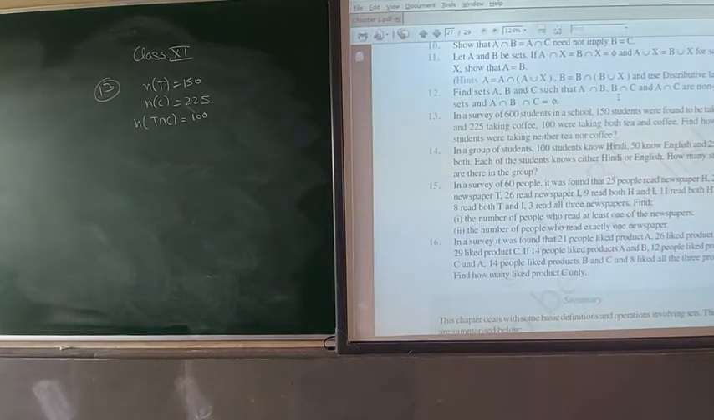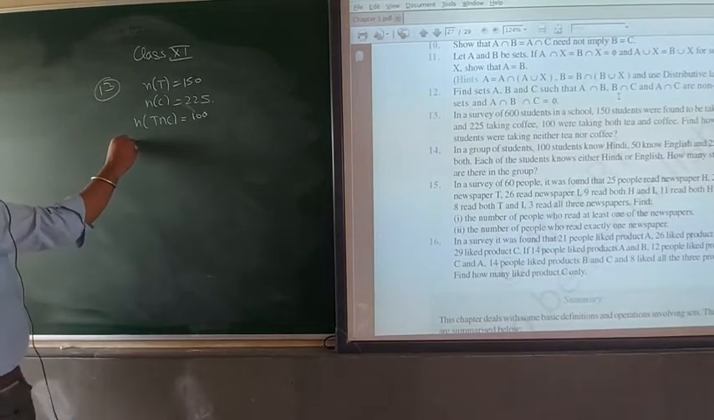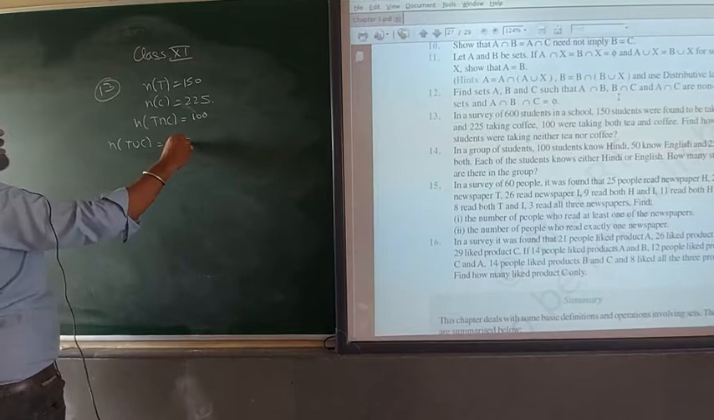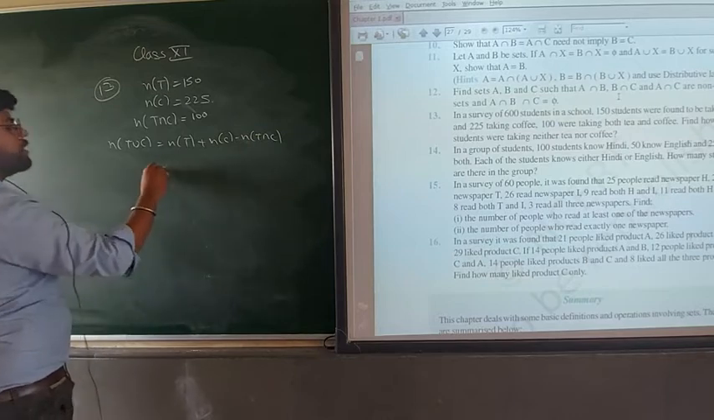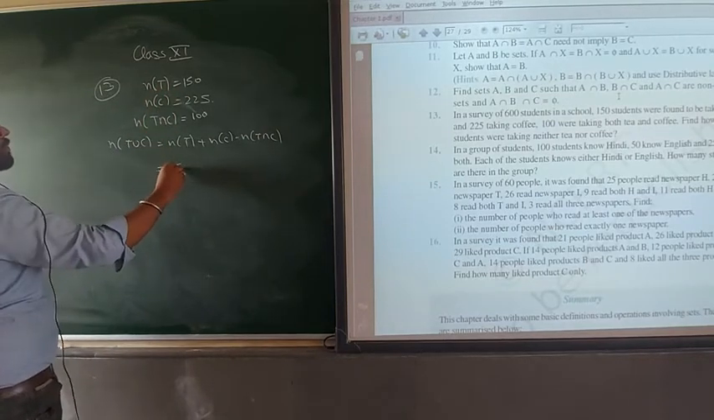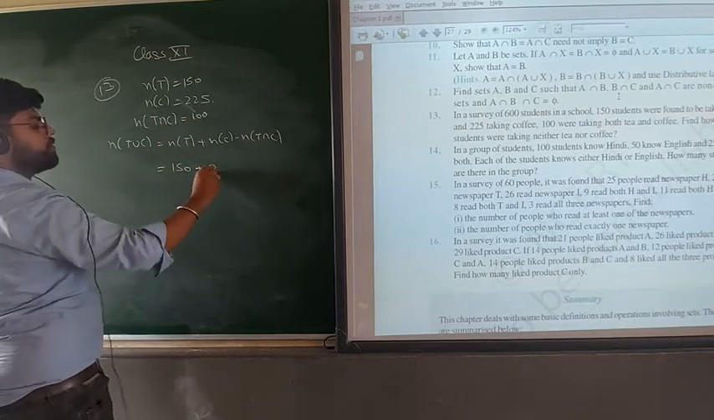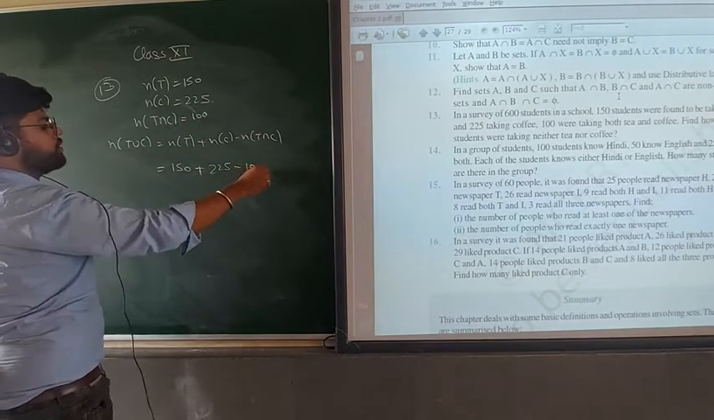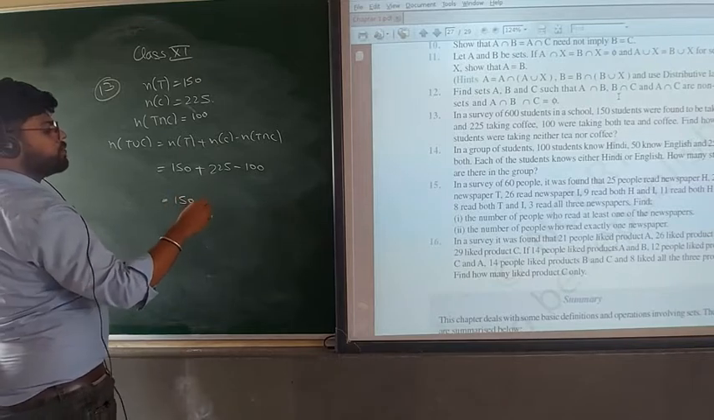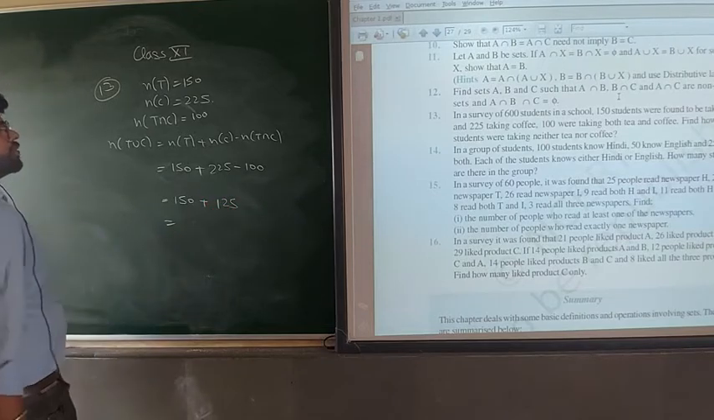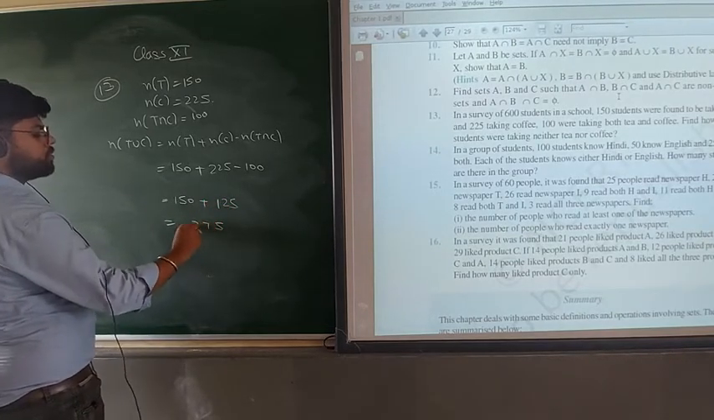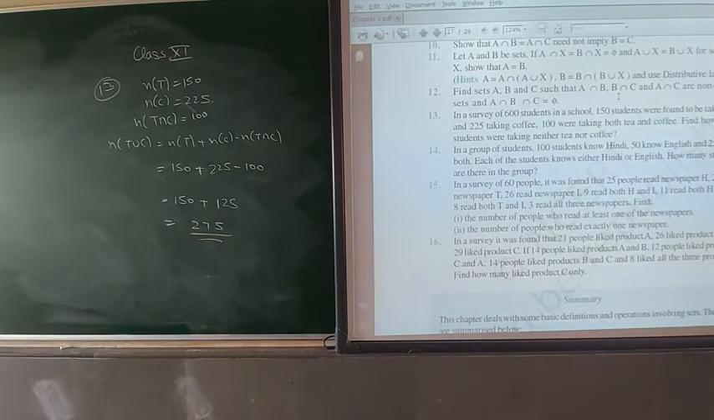Okay, so first I will find the union. How many are taking either this or this? So n(T union C). What is the formula? n(T) plus n(C) minus n(T intersection C). The tea ones are 150 and the coffee ones are 225, minus both, 100. So 150 plus 225 minus 100, it will be 275. Means 275 students are taking either tea or coffee.